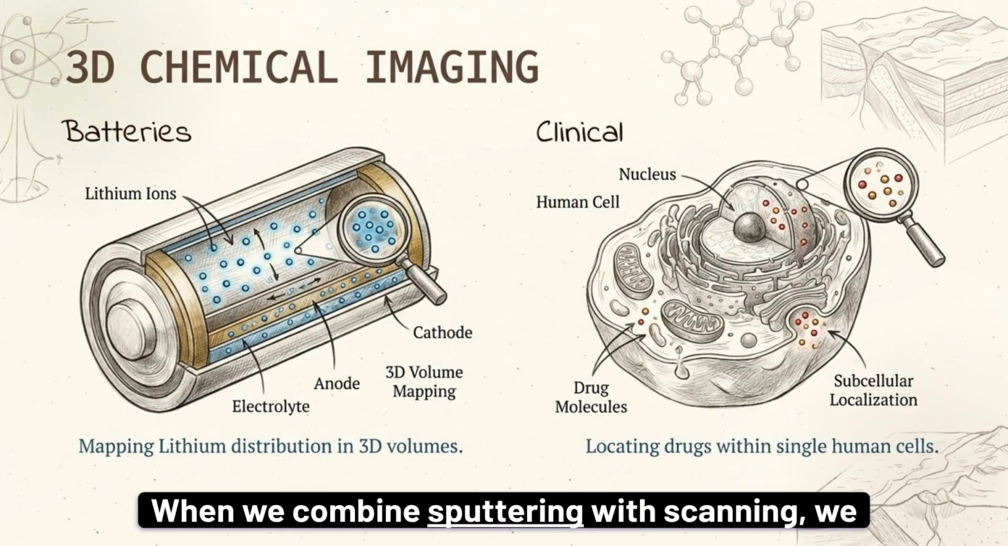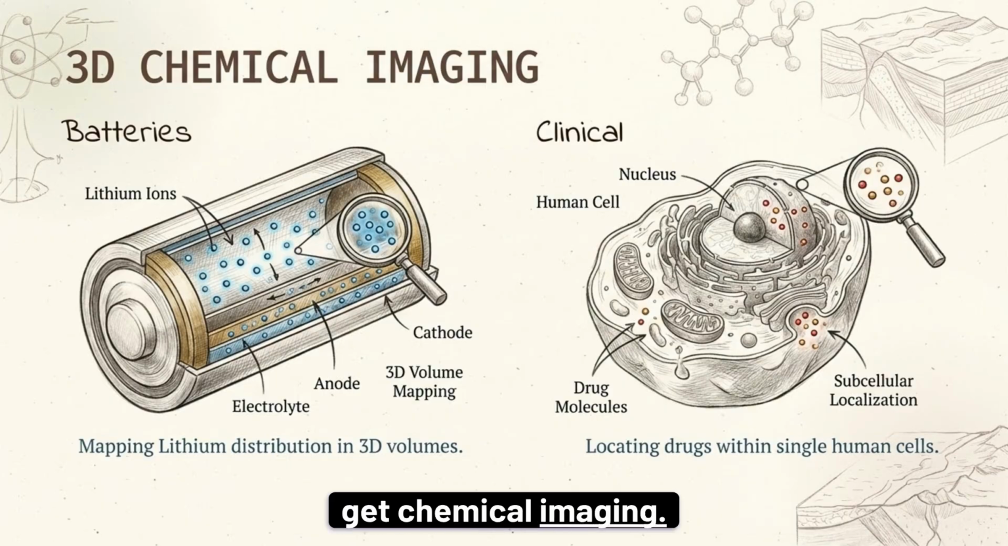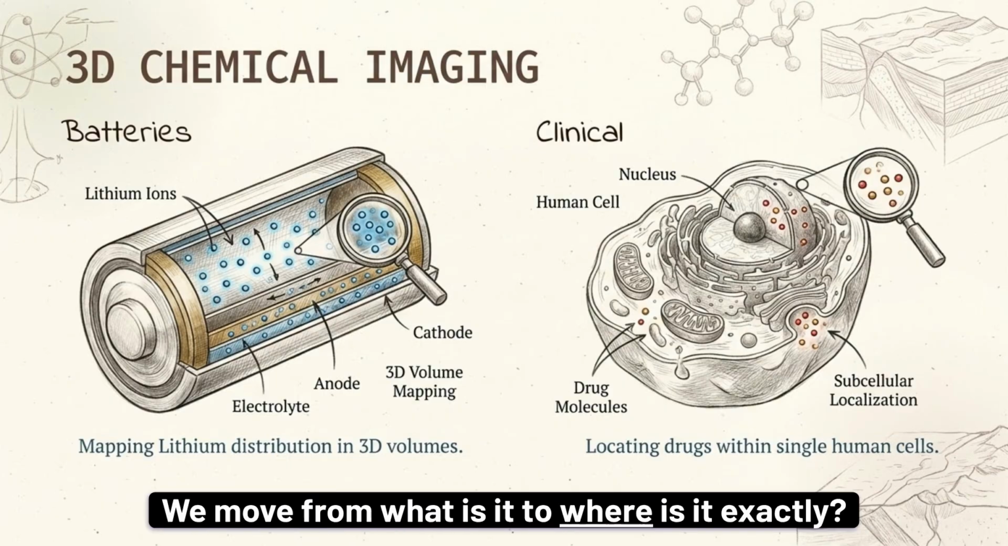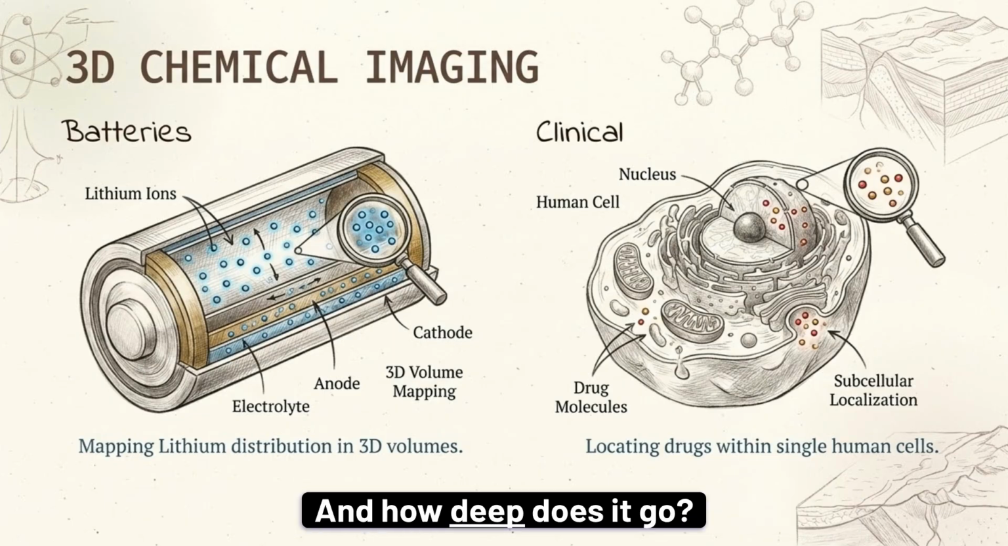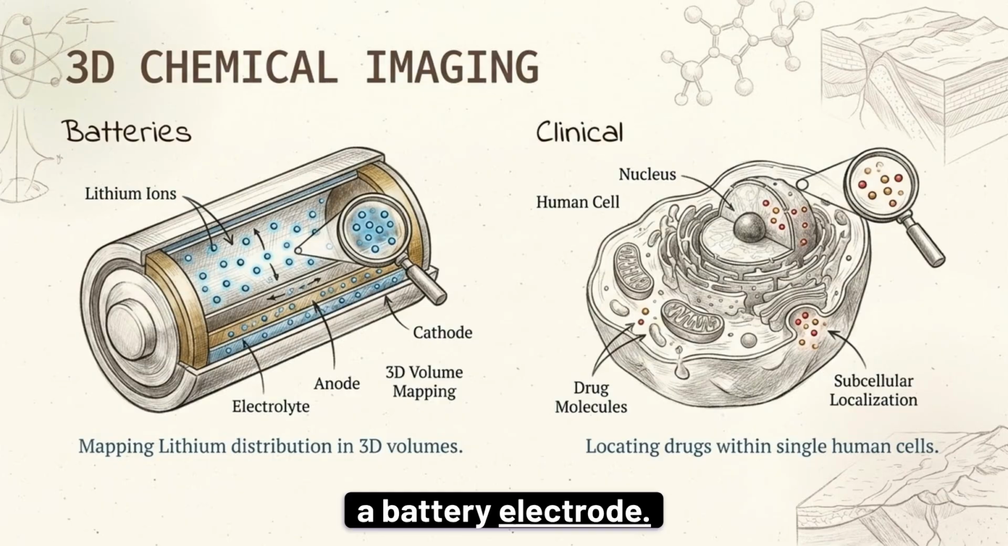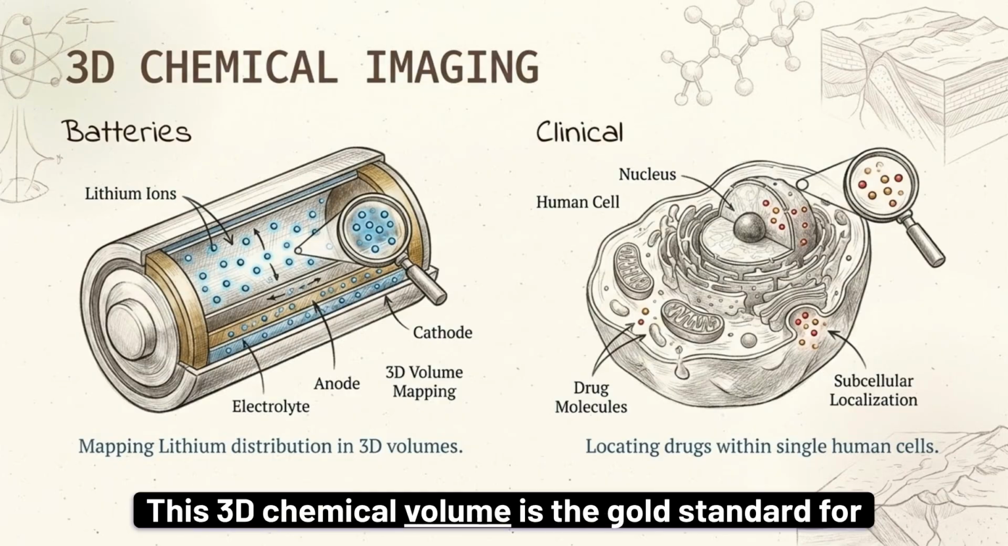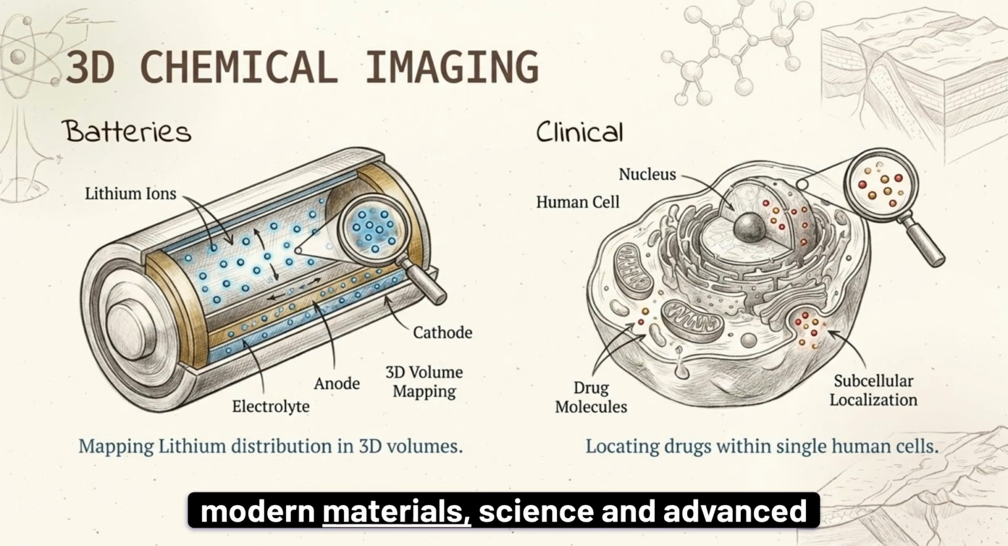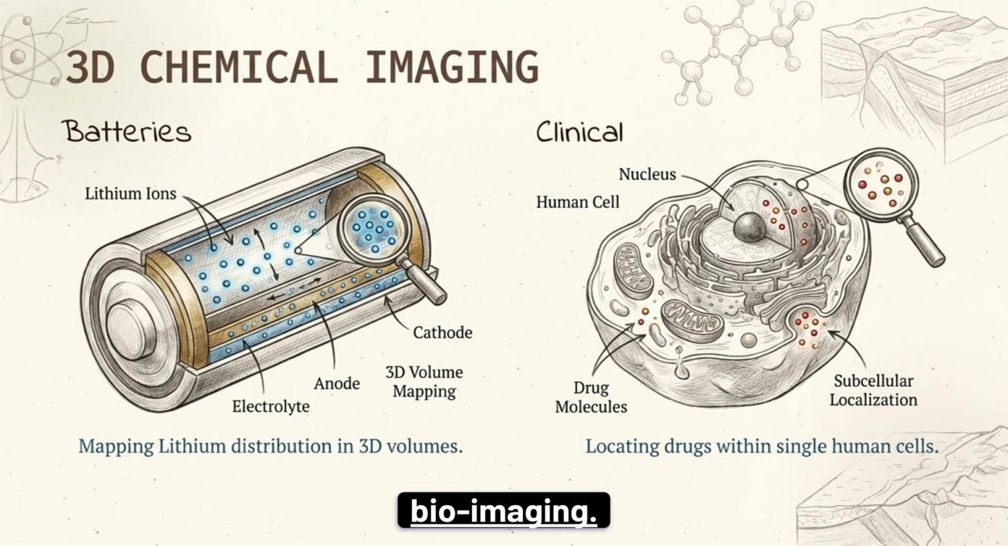When we combine sputtering with scanning, we get chemical imaging. We move from what is it to where is it exactly, and how deep does it go. We can map exactly where lithium is clustered in a battery electrode. This 3D chemical volume is the gold standard for modern materials science and advanced bioimaging.